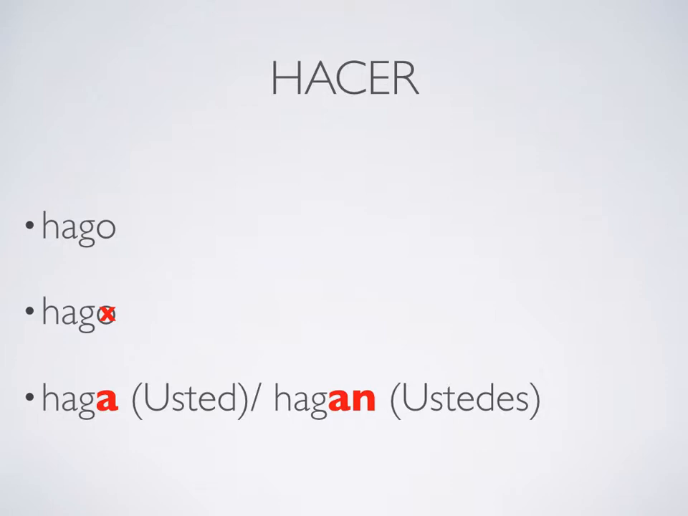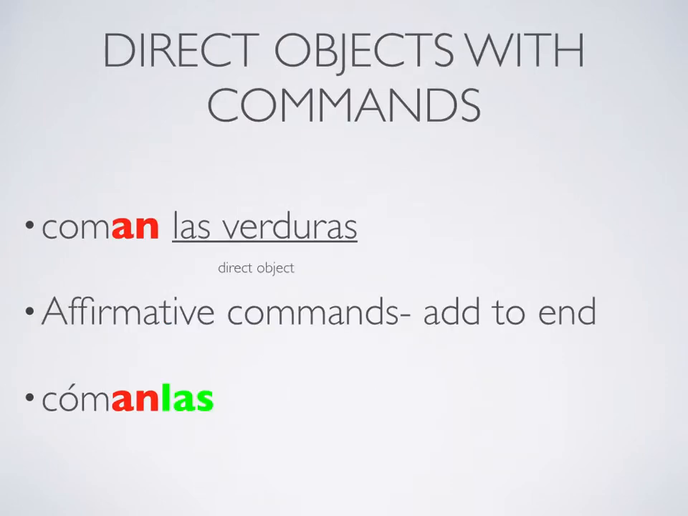Now, when we use direct objects with our commands, for example, coman las verduras. Las verduras is our direct object. Our direct object pronoun changes to las. And with an affirmative command or a positive command telling someone to do something, you add the direct object pronoun to the end. So we have coman las verduras becomes coman las. Now notice you have to add the accent to the O in order to keep this sound. Coman las.